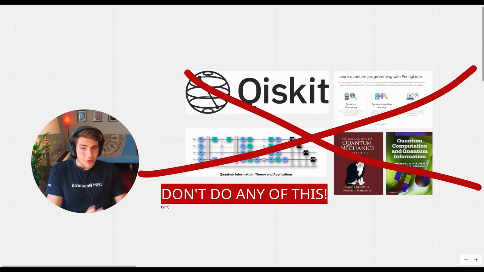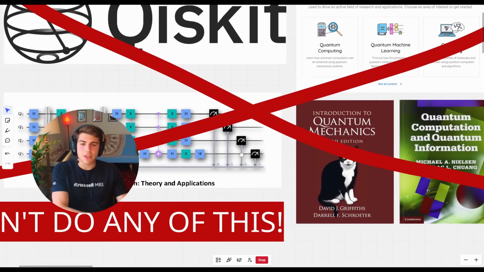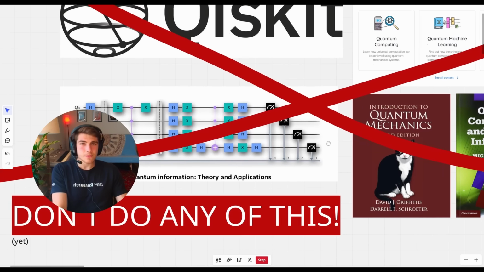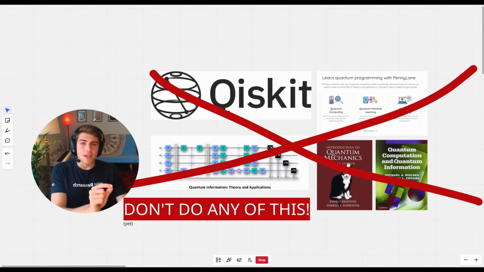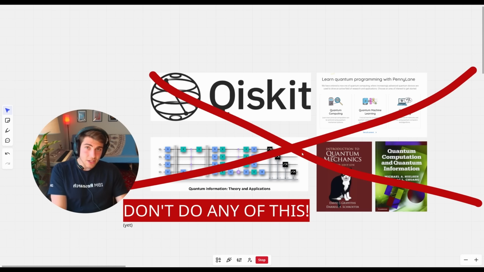So, the first thing that you need to know is don't do any of this Qiskit stuff. Don't do any of this Nielsen and Chuang quantum information, Griffiths quantum mechanics. Don't do any of that yet, at least. These things are ultimately distractions in you becoming a successful quantum engineer. We'll come back to this stuff, but ignore all of this for now.